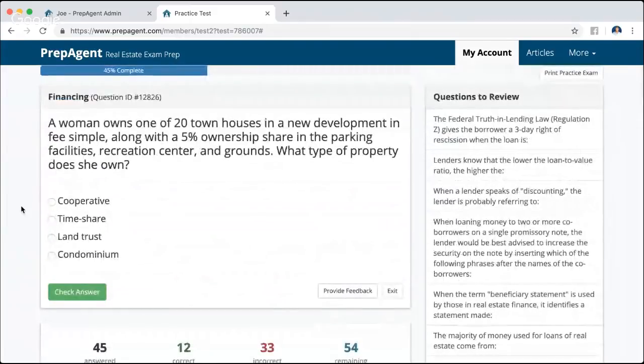A woman owns one of 20 houses in the new development in a fee simple, along with 5% ownership share in the parking facilities, recreation center, and grounds. What type of property does she own? A, a cooperative, B, a timeshare, C, a land trust, or D, a condominium?